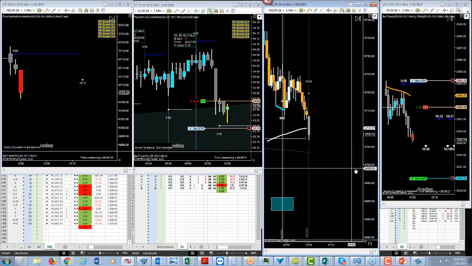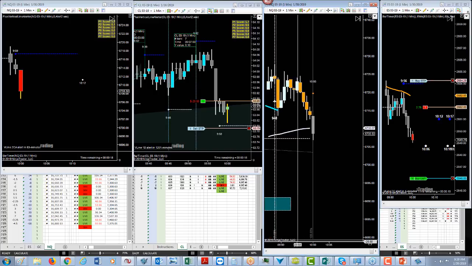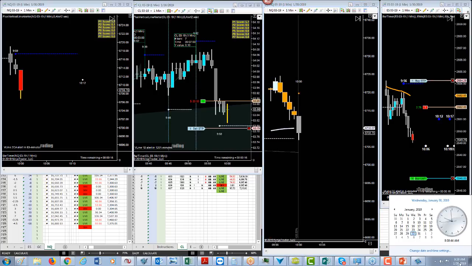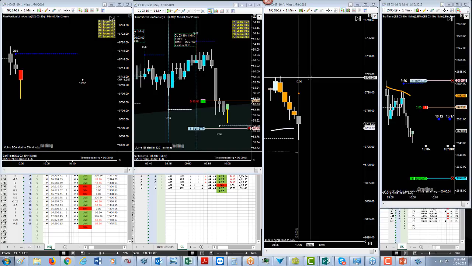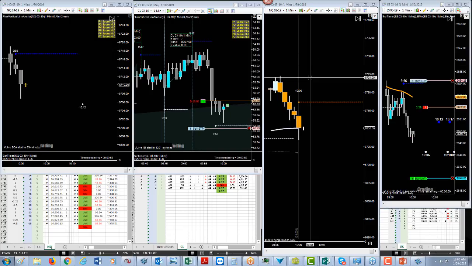$10 signal on the NQ. Closing in 15 seconds. Will be a crossover signal. We'll give it a shot. 5, 4, 3, 2. No, closes above the moving average. That is a pattern 4.